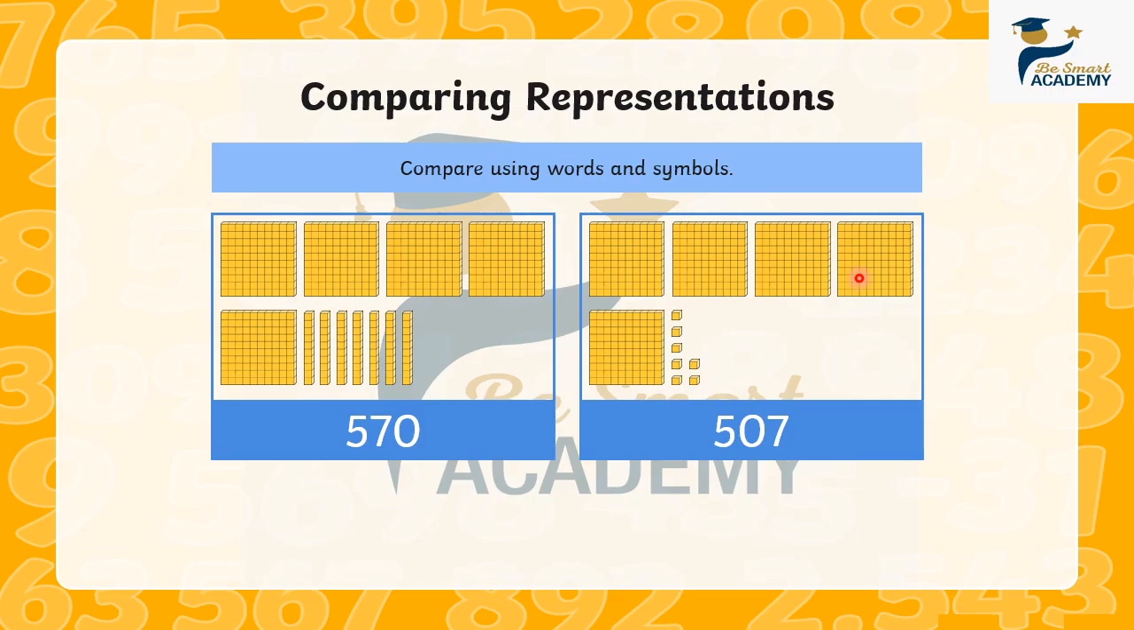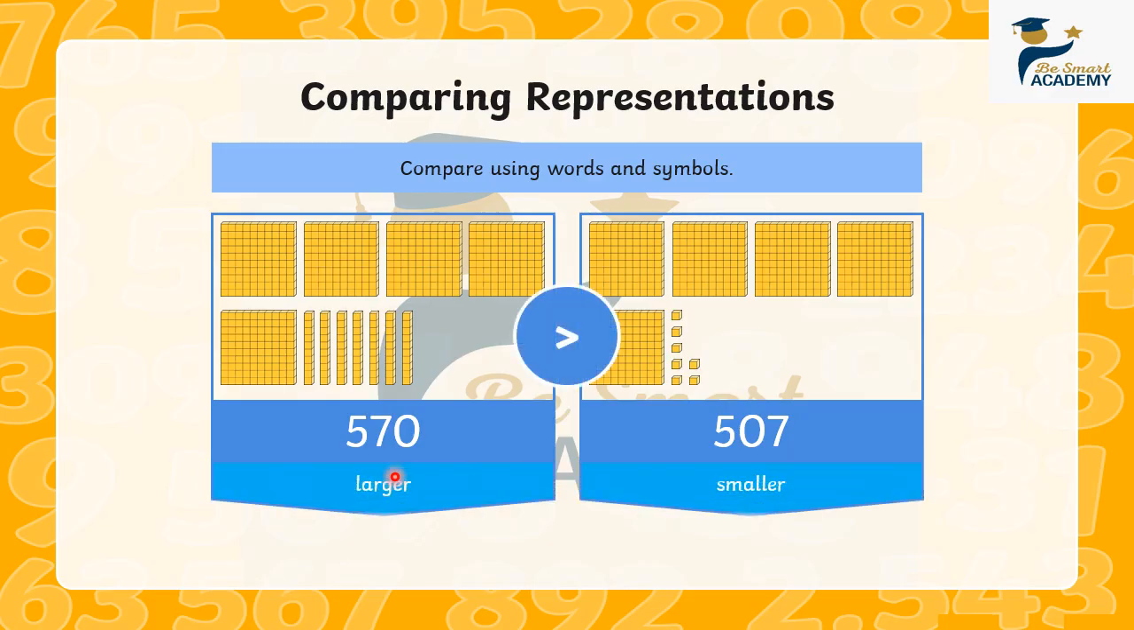I have the same number of hundreds, 500 in both numbers. I have 7 in here, but 0 there. So which number is greater? For sure, 7 is greater than 0 in the tens place. So this will make 570 larger than 507.